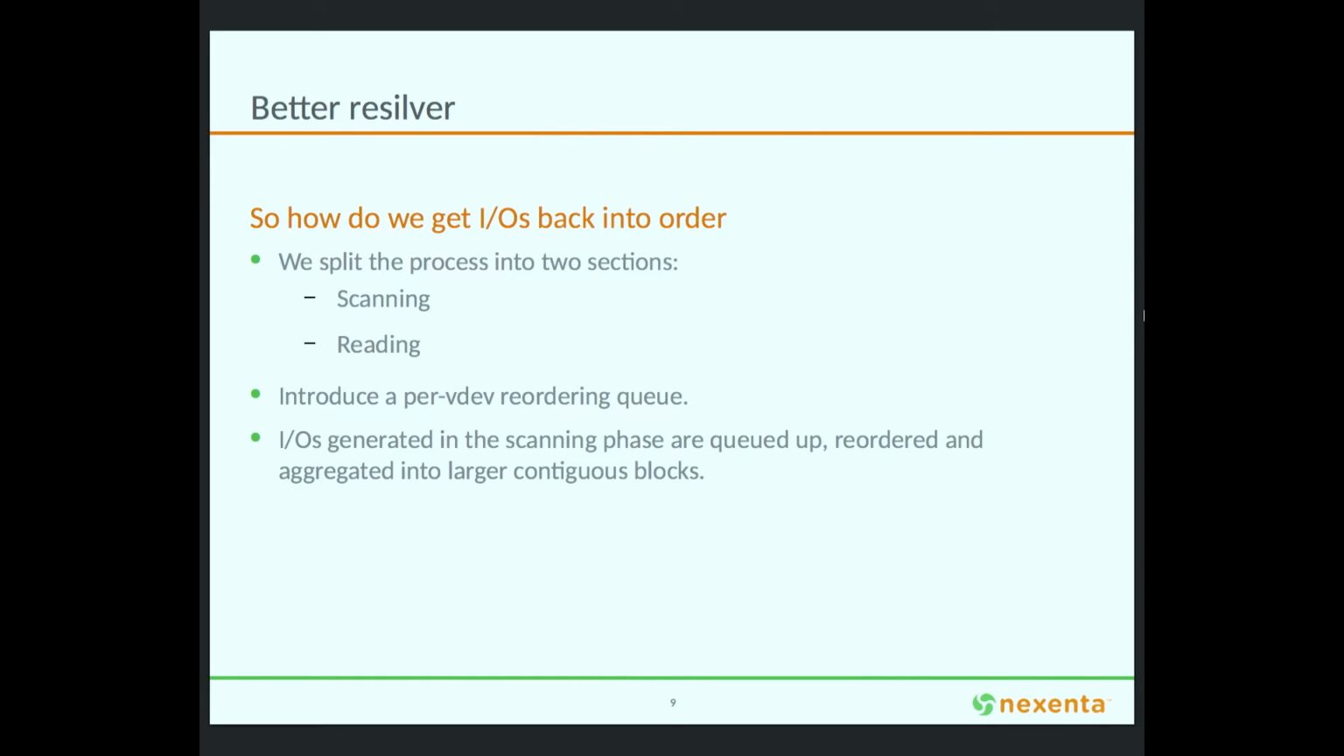In order to do that, we have introduced a per top-level VDEV reordering queue, because when you're scrubbing or resilvering, you really don't care in what sequence the blocks are being rebuilt, as long as it's all done by the end. So we just reorder everything, and the IOs that have been generated during the scanning phase will get queued up, reordered, and aggregated, so that we know which ones are close together and which ones aren't, and then we'll issue them in a relatively sensible sequence.